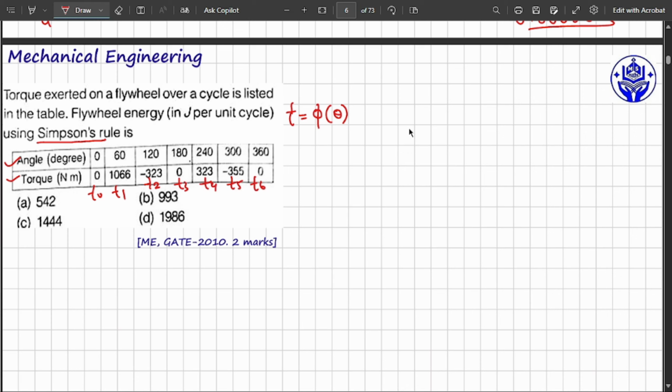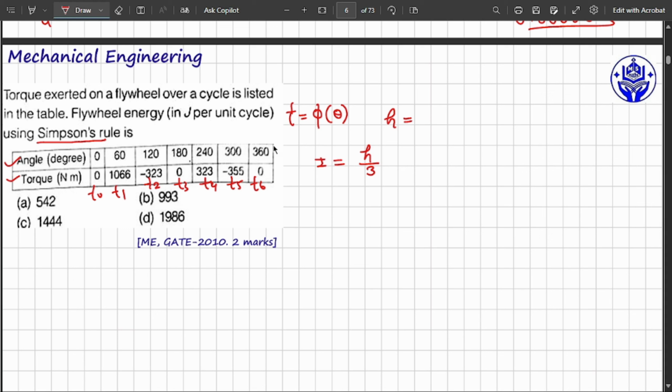Now, what is the formula for Simpson's 1 by 3? Generally, for Simpson's rule, we can use either Simpson 3 by 8 or Simpson 1 by 3. I am using Simpson 1 by 3 here. If it is not mentioned, then you can easily apply Simpson 1 by 3. So the formula for the integration is h by 3.